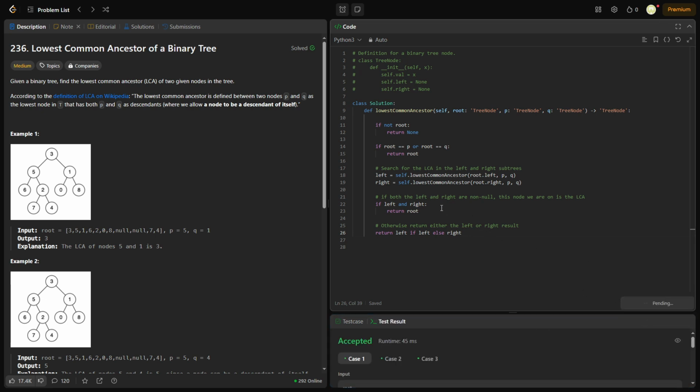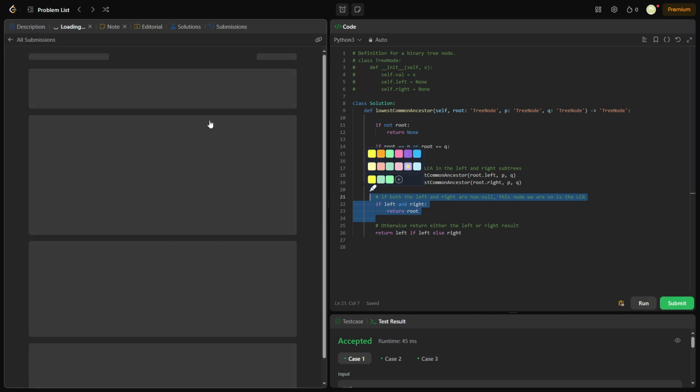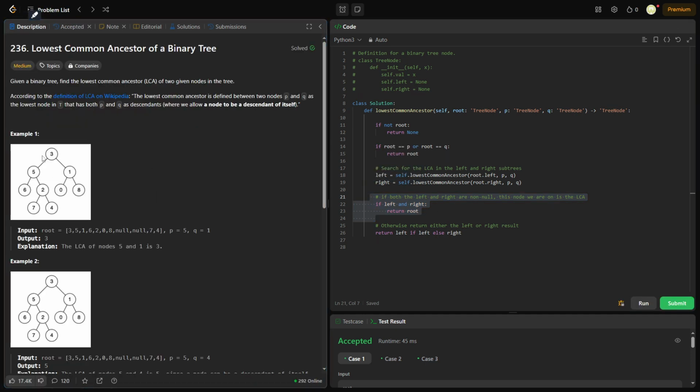But really up here, what we're doing is basically what we would do for example 1, right? So in example 1, we go left. Okay, we found this 5 here, which is P, so we return back up, but we need to go in the right subtree. So we go to this 1. Well, 1 is equal to Q, so we return up again. So when we're at this 3, the left and the right subtrees both return something. That means that this 3 is the LCA, which is what we're returning. So that's what would give us our answer for example 1.